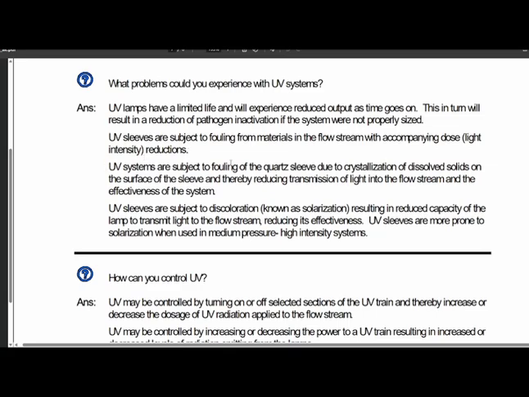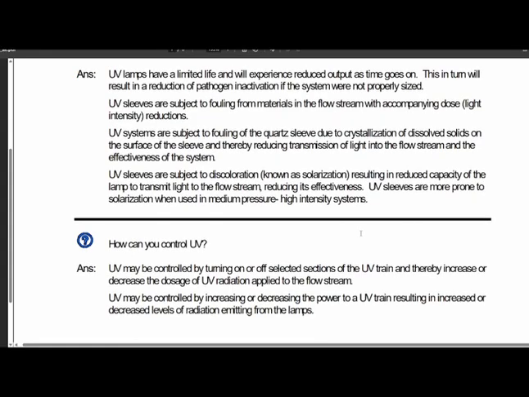UV systems are subject to fouling of the quartz sleeve due to the crystallization of dissolved solids on the surface of the sleeve, thereby reducing transmission of light into the flow stream and the effectiveness of the system. UV sleeves are subject to discoloration, known as solarization, resulting in the reduced capacity of the lamp to transmit light to the flow stream, reducing the effectiveness. UV sleeves are more prone to solarization when used in medium pressure and high intensity systems.